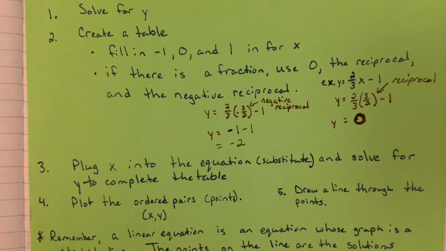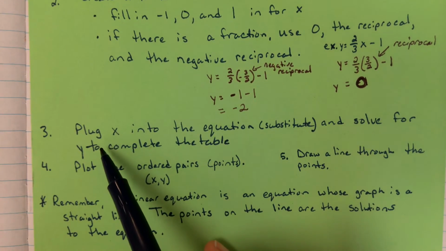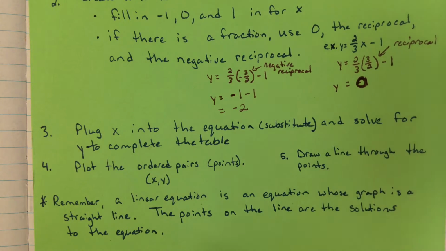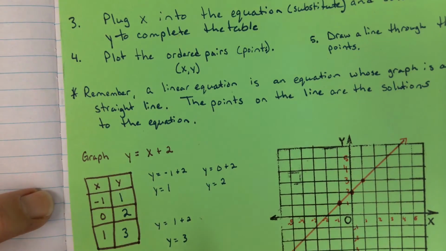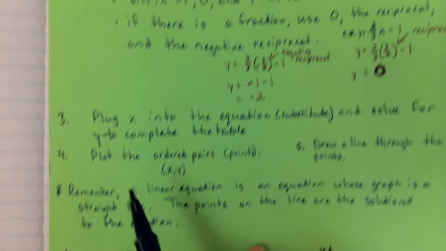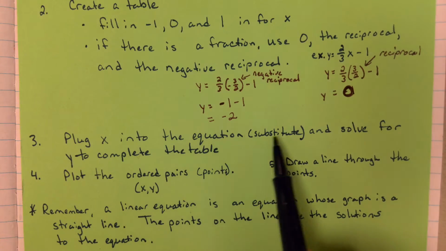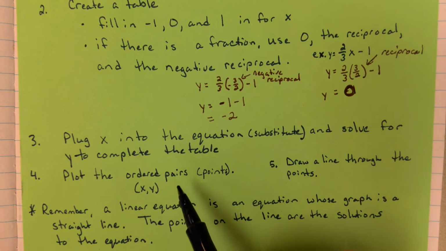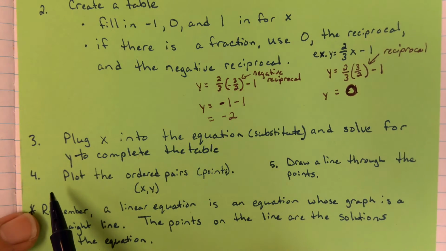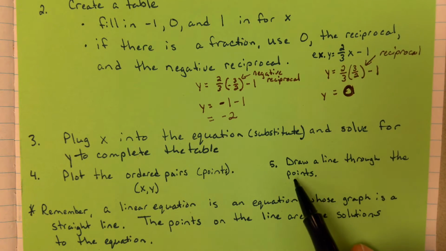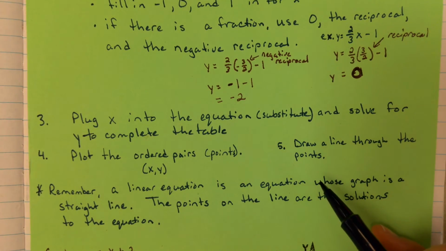So once I have created my table, plug x into the equation, substitute. So this is the example. So far we would have had the table and then our x values. Plug into the equation or substitute those x values into the equation and solve for y to complete the table. Next step, you plot your ordered pairs or your points, and it's x and then y. And then you draw a line through the points to create your graph.